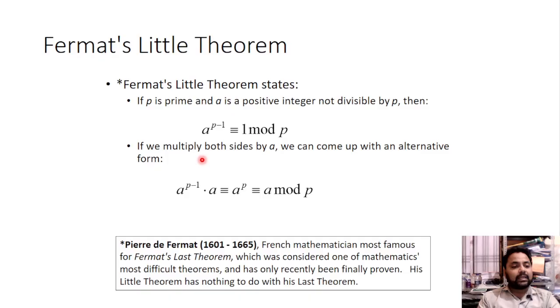If we multiply both sides by a, we can come up with an alternative form: a to the power p minus 1 times a is congruent to a to the power p, which is congruent to a mod p.